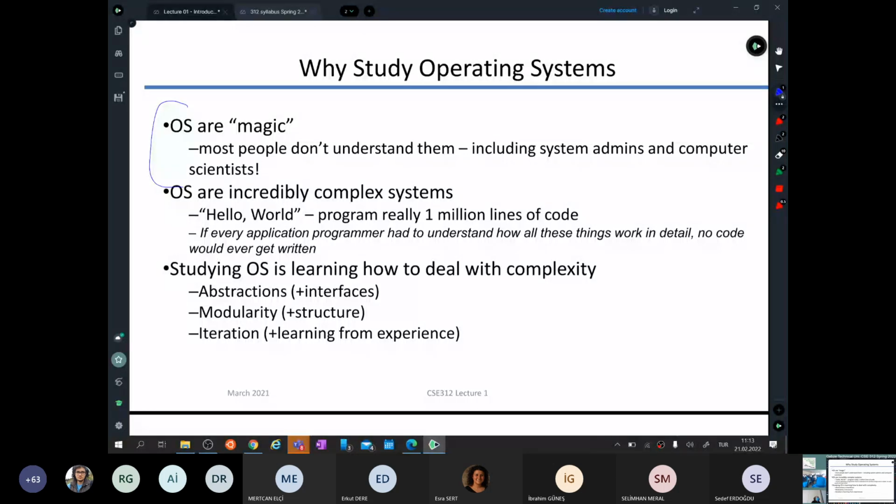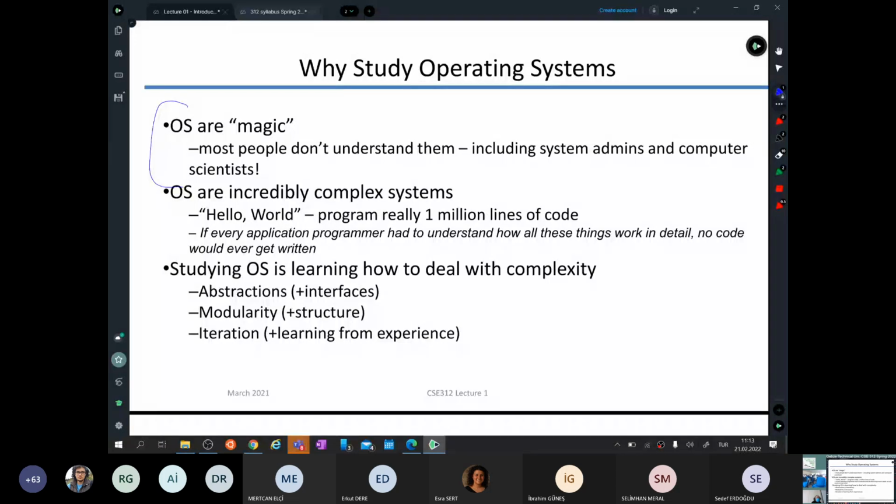You don't stop. You don't say that this is perfect now, this is an operating system that is perfect, I am not going to do anything about that. No, you don't say that. So we are going to use all these techniques in a software system that is as complicated as the operating systems. Okay, these are some of the reasons why we are studying operating systems.